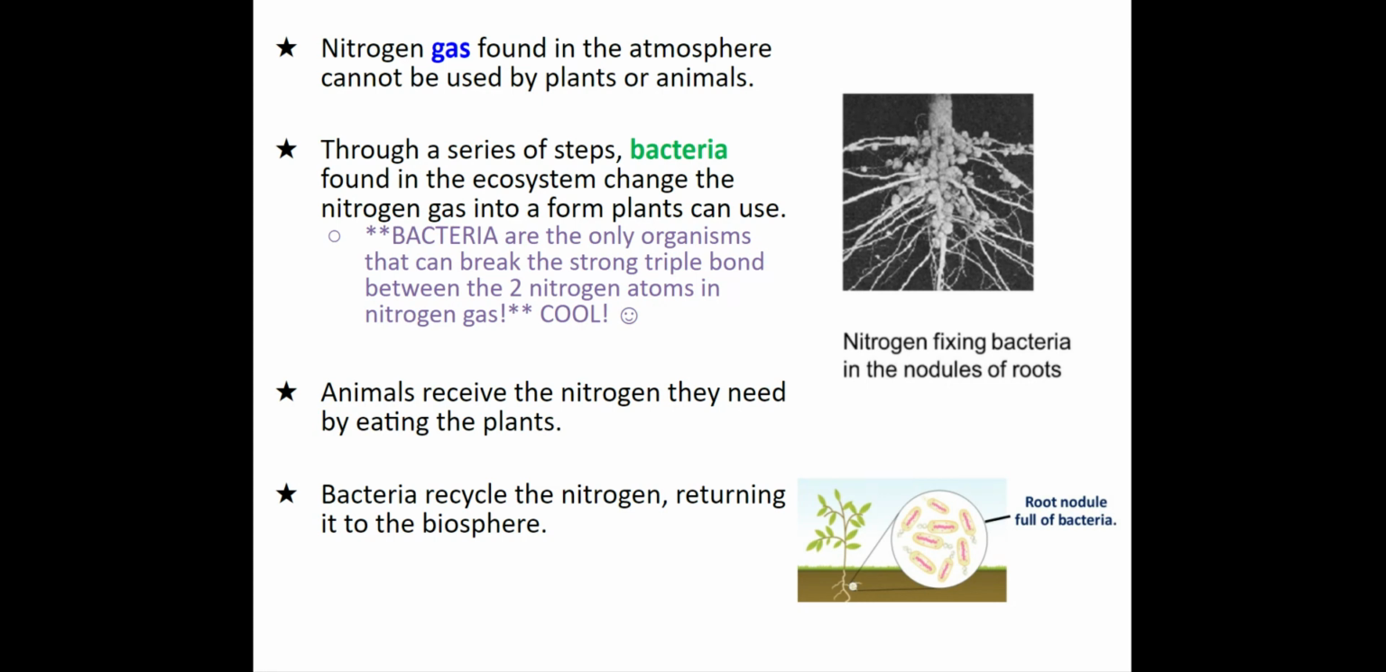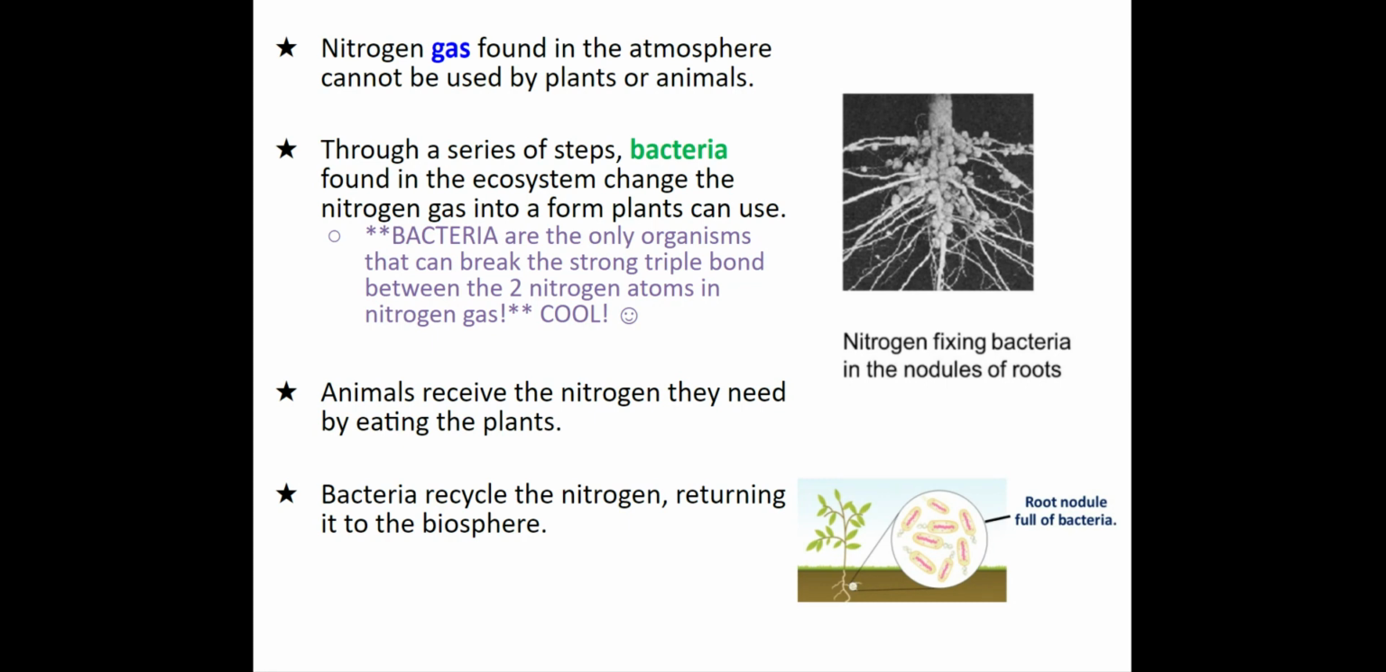So if you look at this picture over here, this is a root system of a plant. Those little nodes that you see are filled with bacteria, and they are going to convert the nitrogen into a form that plants can use. Now, animals are going to receive the nitrogen that they need by eating the plants. And then bacteria are going to recycle the nitrogen, returning it to the biosphere.